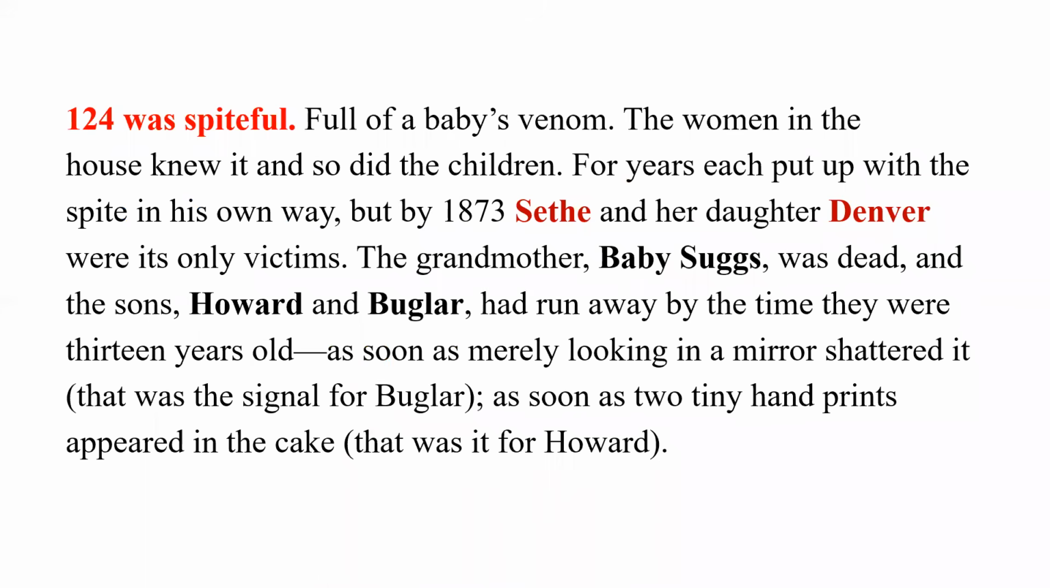Look at this, just less than one paragraph, but Toni Morrison has done a beautiful job here. The first sentence: "124 was spiteful." It refers to the address, door number 124. 3 is missing. You can note that because Sethe, the protagonist, has 4 children and she killed 1, right? So 3 is missing, the eldest daughter.